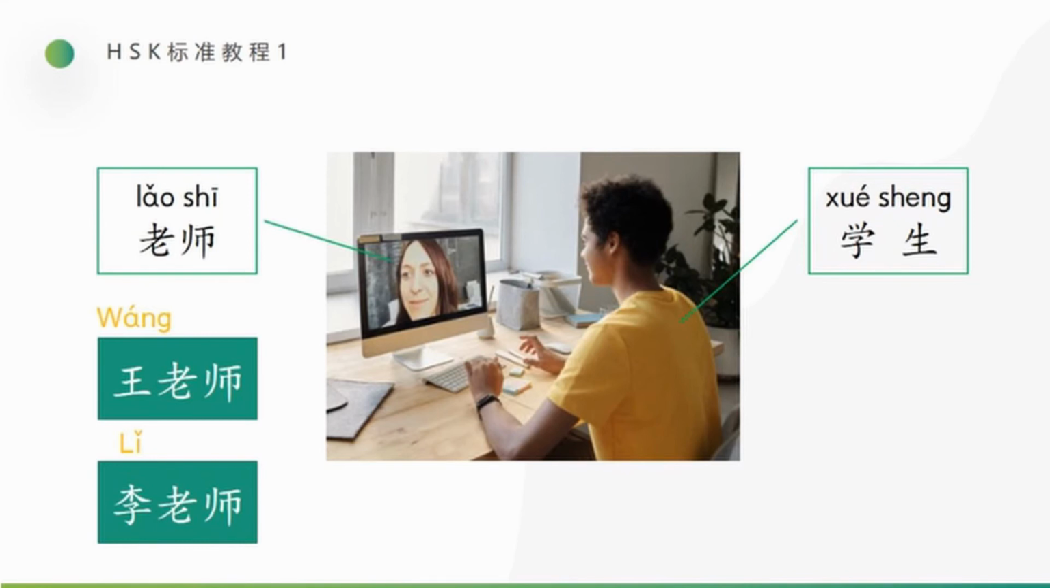To call the teacher, we can use the teacher's surname. Then use 老师 after his surname. For example, like 王老师, or 李老师. Very good. 您是我的老师. It's a good sentence.